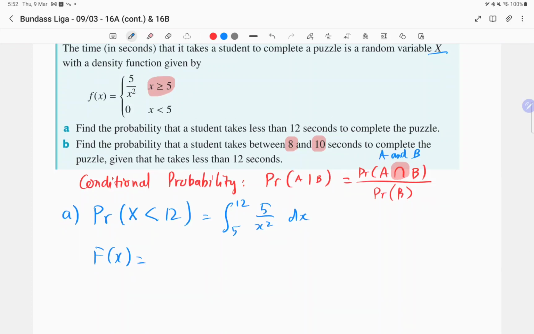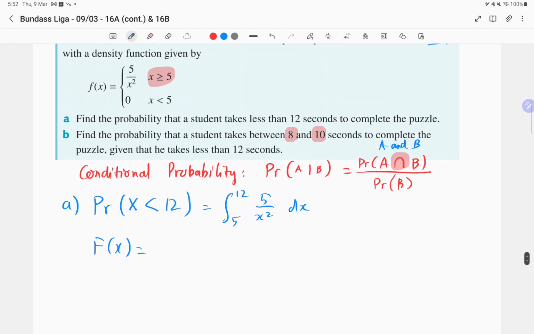So later on, you will learn something called the cumulative density function. That's a CDF. It is a little bit different from just an antiderivative. So I'll tell you in advance, don't be confused when you get to that point. Let's use the big F notation.